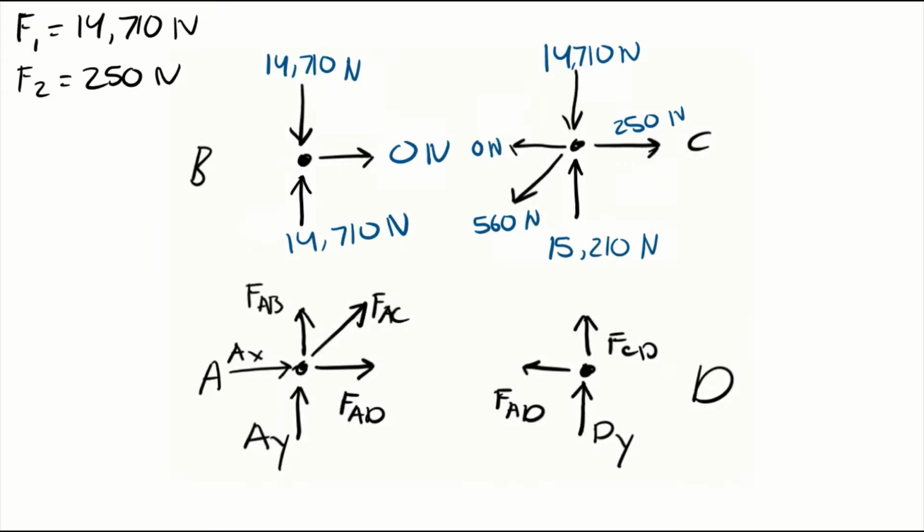So now that we know the forces at joint B and joint C, we can move to joint D, which is going to be the next easiest joint to do. We know the force F sub CD is equal to 15,210 newtons, which will give us the D sub Y force, and we also can find the force F sub AD. Since there are no other forces acting in the X direction, that means F sub AD is going to be equal to 0.